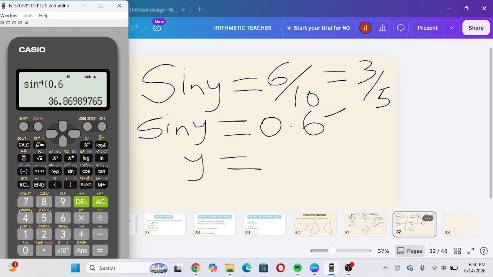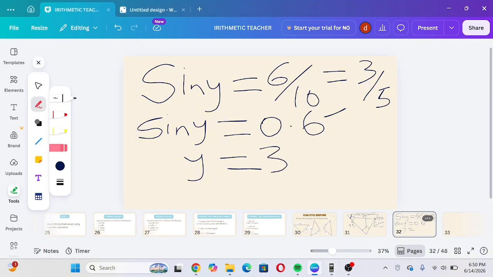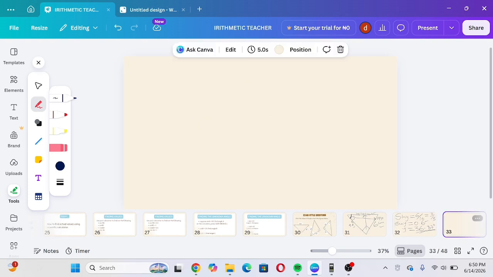So the angle here is 38... let me just do it to 2 decimal places: 36.87. So you can just put your answer as 36.87 degrees. So you can convert it to any degree you want, two significant figures or decimal places, as the case may be. Then the question 2, the diagram is given.